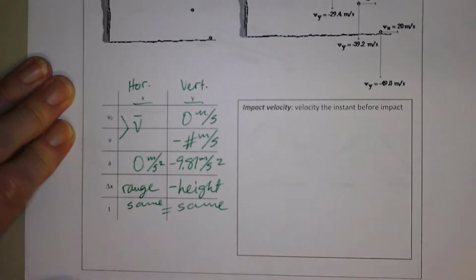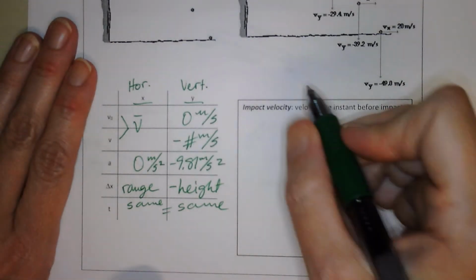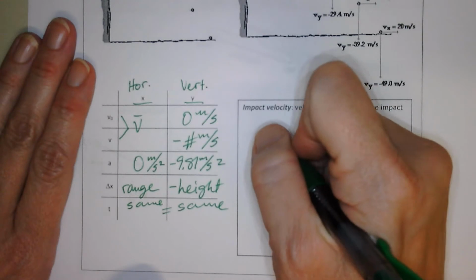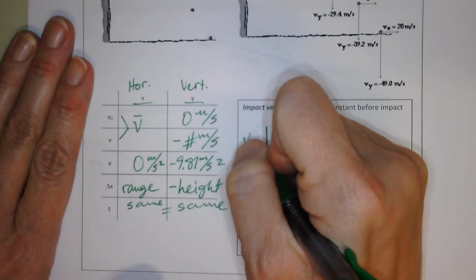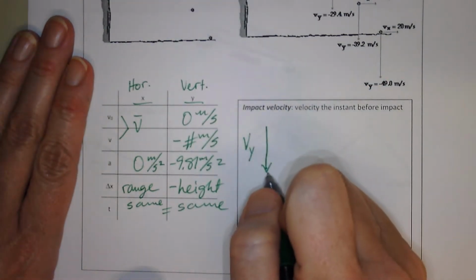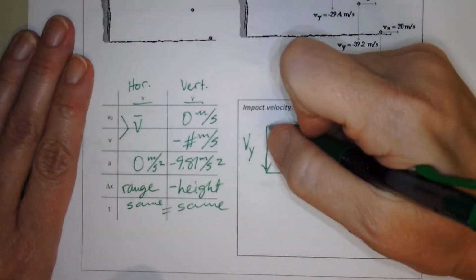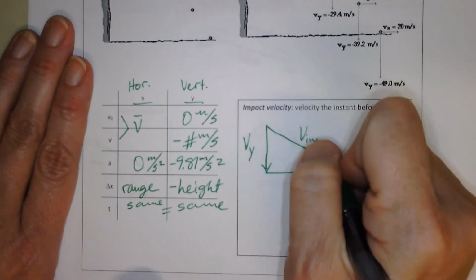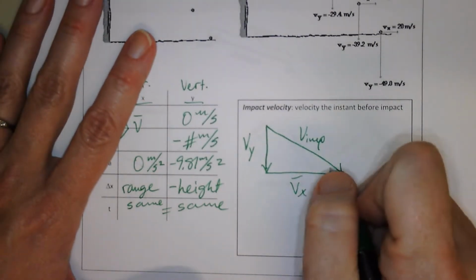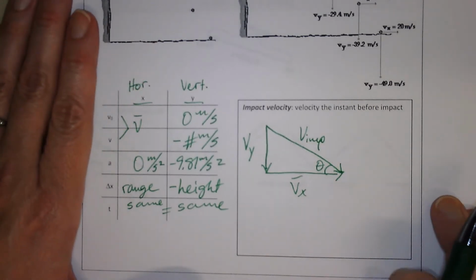Now, to calculate impact velocity, you will have a V final in the Y, and you will have a V average, technically, in the X. And so your impact velocity is the resultant between those. This is your V impact. And you will have an angle theta that it makes with the ground when it strikes the ground.